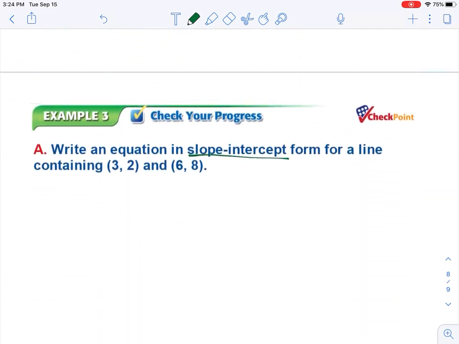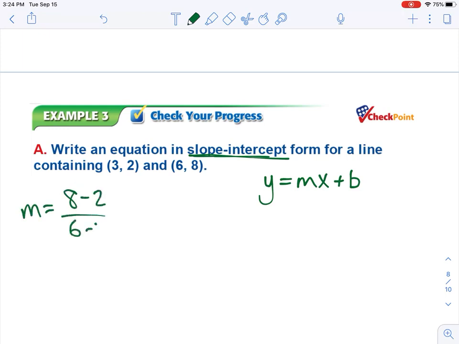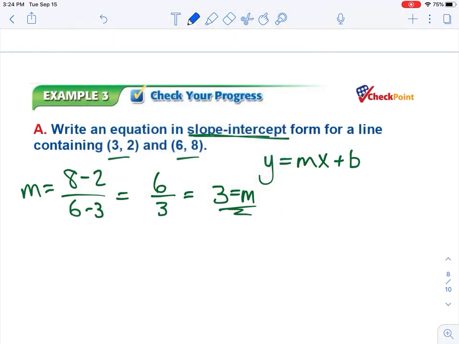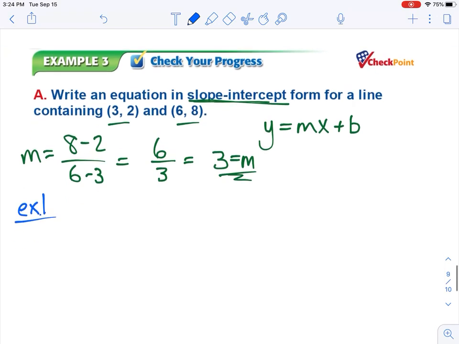This last one, we do need to find our slope, but this time we are doing slope-intercept form, y equals mx plus b. So find the slope to start with. So 8 minus 2 over 6 minus 3. So we have 6 over 3. Our slope is going to equal 3. Once again, we can choose either point. I'm going to show us 2 possible ways to solve this. I like solving this the first way. You can choose your way though.